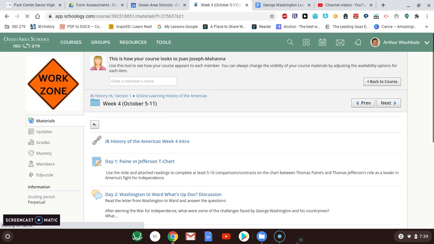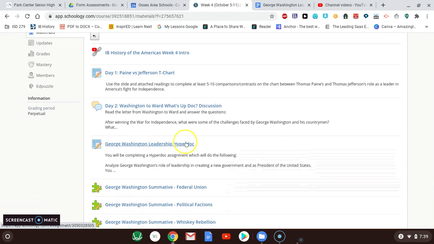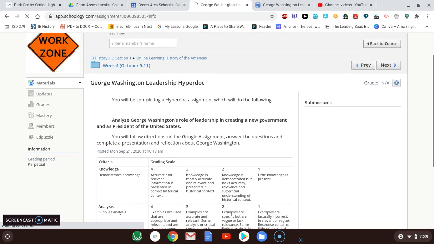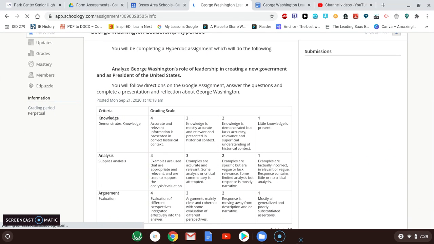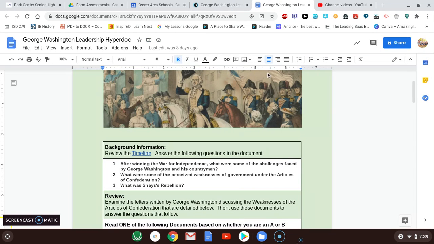Now, the majority of the week is going to be spent working on this HyperDoc assignment, which is basically a more in-depth analysis of George Washington's leadership by looking at several documents as they relate to challenges to not only his leadership, but basically the leadership of the country. So the question you're going to focus on is, how can you analyze George Washington's role of leadership in creating a new government and as president of the United States? And you're going to do that by completing this HyperDoc.